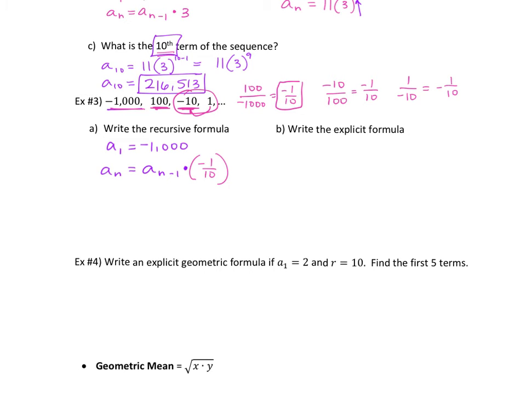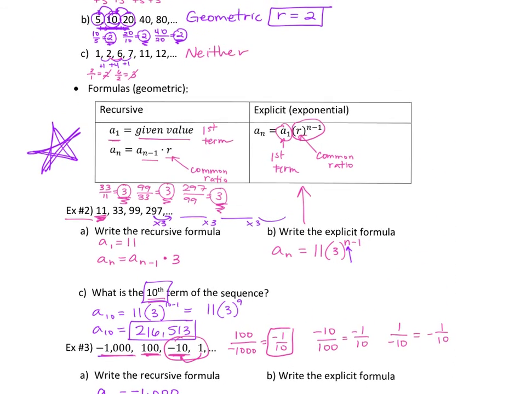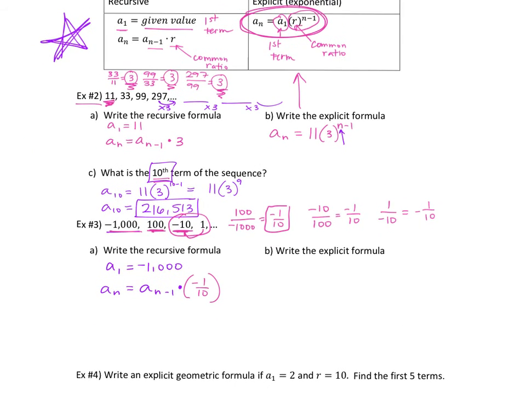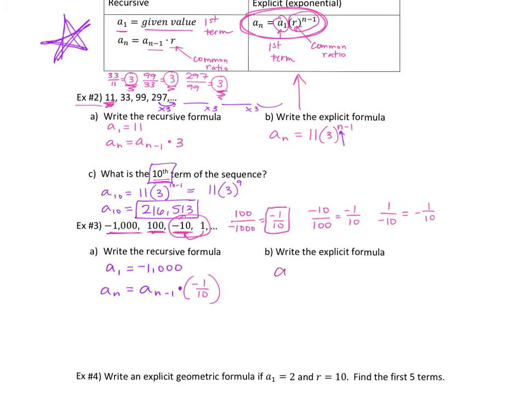We would be multiplying by negative 1/10 each time. Okay, so that's the recursive formula. The explicit formula, again, we're just using this setup right up here, and we're going to say a sub n equals our a sub 1, which was the negative 1,000, times the common ratio, which is a negative 1/10, and we take that to the n minus 1 power. Okay, so that would be our explicit formula for that one.